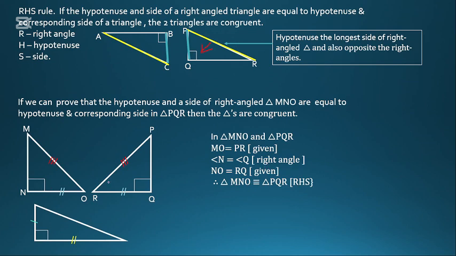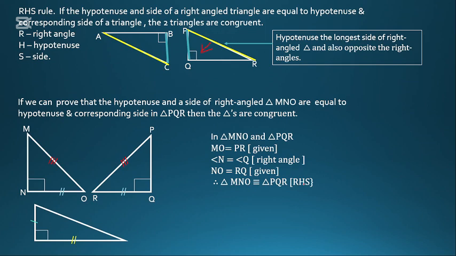Angle N is equal to angle O because they are right angles, but I'm sure you can say even given there also because both of them are marked with this little box. Then lastly, NO is equal to RQ, and that's also given. And therefore, triangle MNO is congruent to triangle PQR.